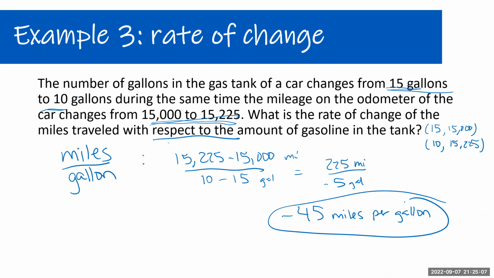Now, obviously, we don't think about that, you know, in a car commercial or whatever. We don't say, oh, negative 45 miles per gallon. That's because it's understood that, hey, it's going down, right? You're going to get 45 miles per gallon. But we're not talking about the actual rate of change of the gasoline, because the gasoline is decreasing as you drive. So just be careful here.